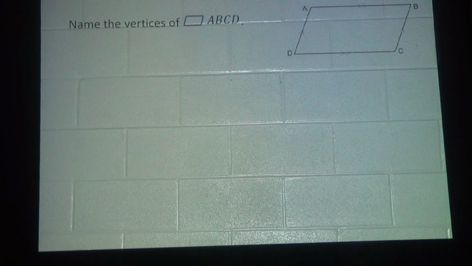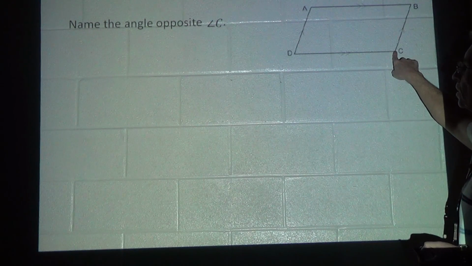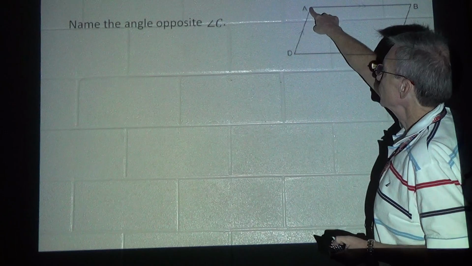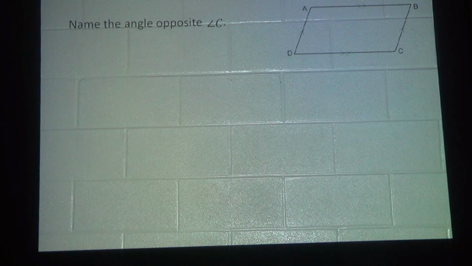Okay, example 5, what we have here is: name the angle that's opposite angle C. So when you find angle C, the one that's opposite it has to be angle A.